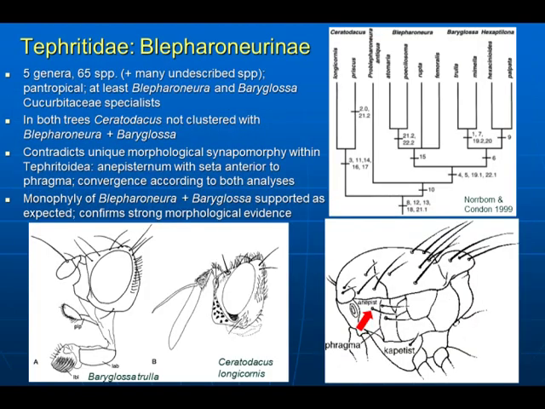In Blepharonorinae, in both trees, Stratodacus is not clustered with the other genera. This contradicts a unique morphological synapomorphy within the Tephritoidea. It's seen on the anapisternum, but according to these analyses, that appears to be convergence. Blepharonora and Baryglossa are clustered, as we would strongly expect.